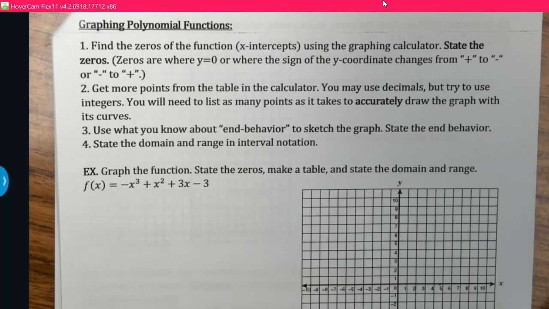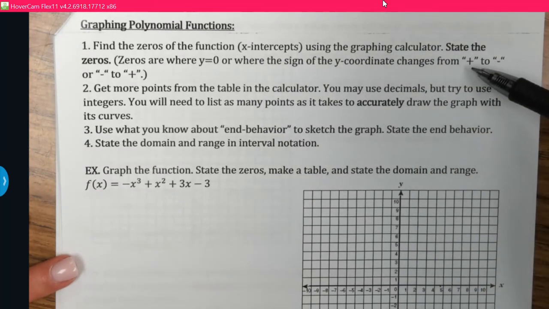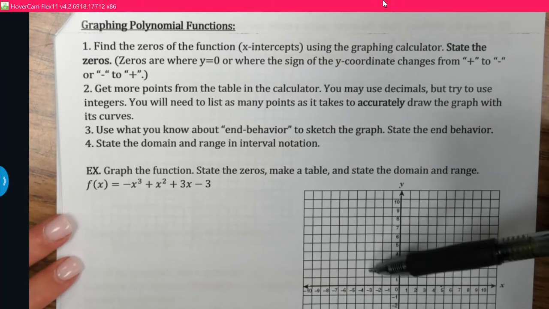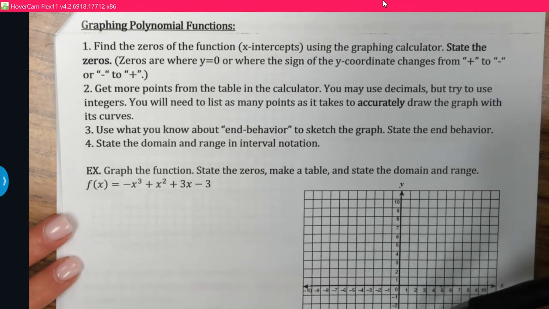Your zeros, you can either do what I just said, or you can look in the table where y is equal to 0. You can also tell where a 0 is located when the sign of the y value starts changing, which means that it's crossing from positive to negative or from negative to positive. It's got to cross that x-axis in order to change signs.